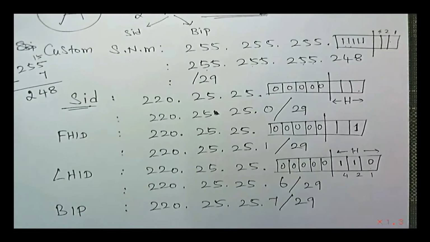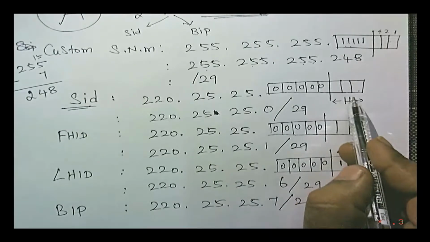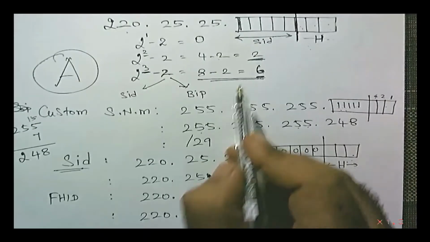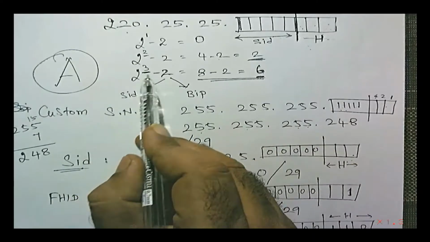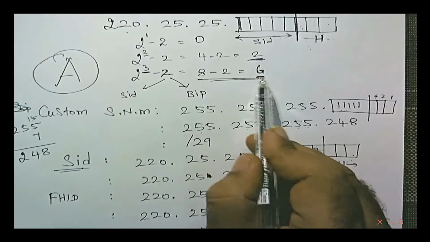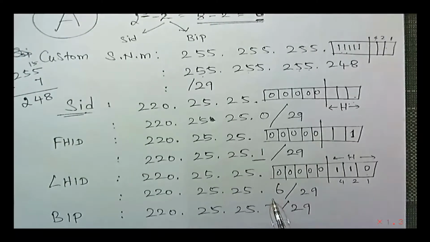Now you see, if you have 3 bits in the host part, you can connect 6 computers. This is what we decided here. Now you see the first host ID. What is the first host ID? It is 25.1. This is the first host. What is the last host ID? It means 6. So 25.1, 25.2, 3, 4, 5, 6. So this is going to be your first host. This is going to be your last host.